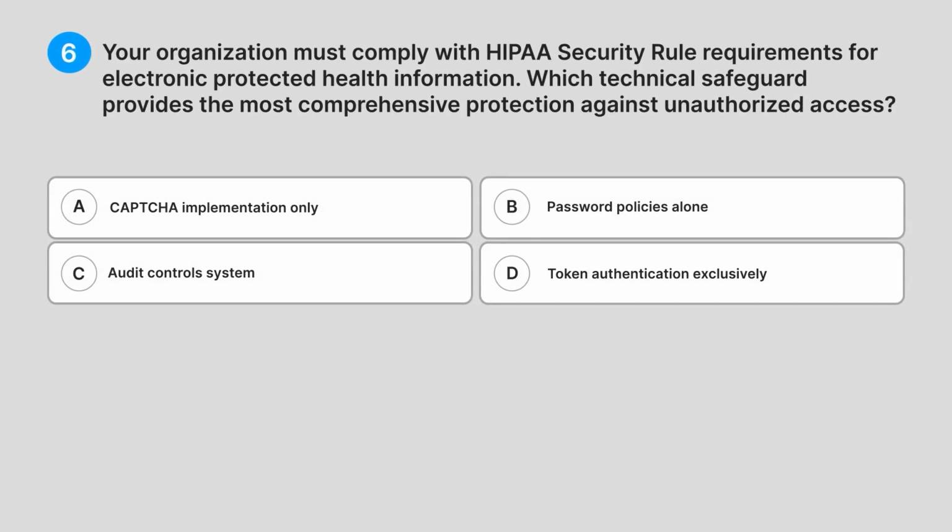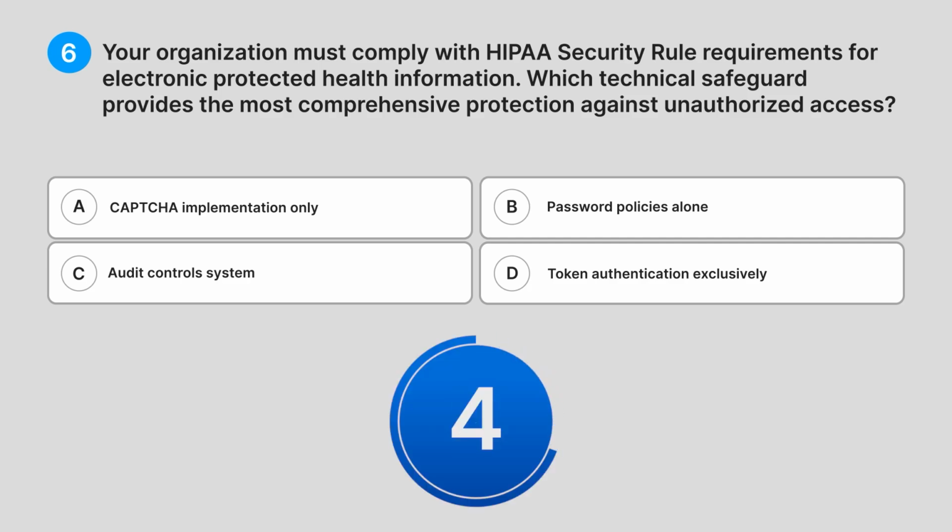6. Your organization must comply with HIPAA security rule requirements for electronic protected health information. Which technical safeguard provides the most comprehensive protection against unauthorized access? A. Capture implementation only. B. Password policies alone. C. Audit control system. D. Token authentication exclusively. Do you know the answer?